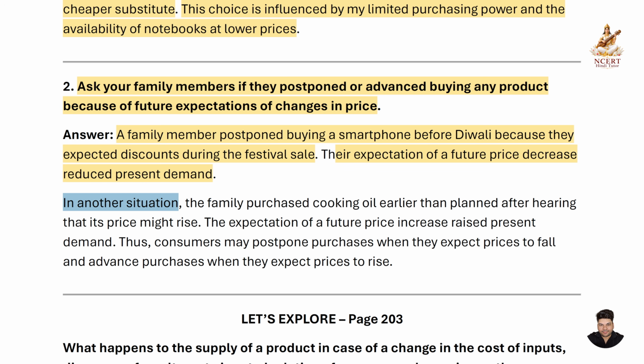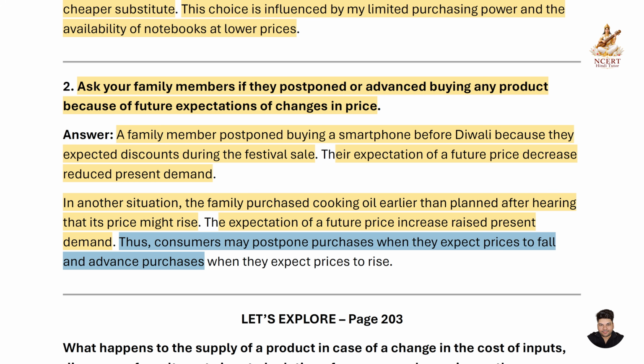In another situation, the family purchased cooking oil earlier than planned after hearing that its price might rise. The expectation of a future price increase raised present demand. Thus, consumers may postpone purchases when they expect prices to fall and advance purchases when they expect prices to rise.